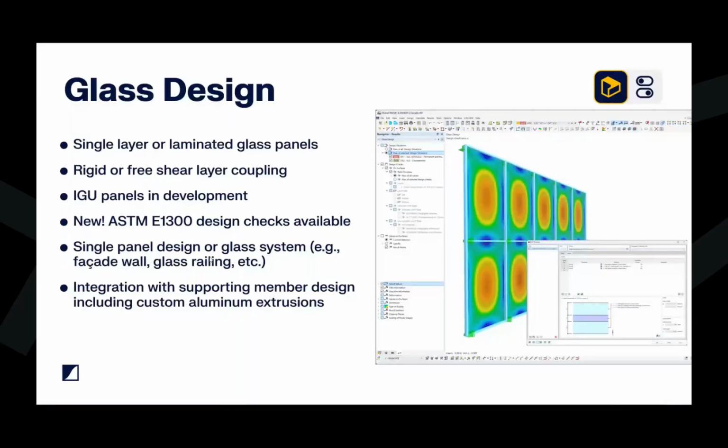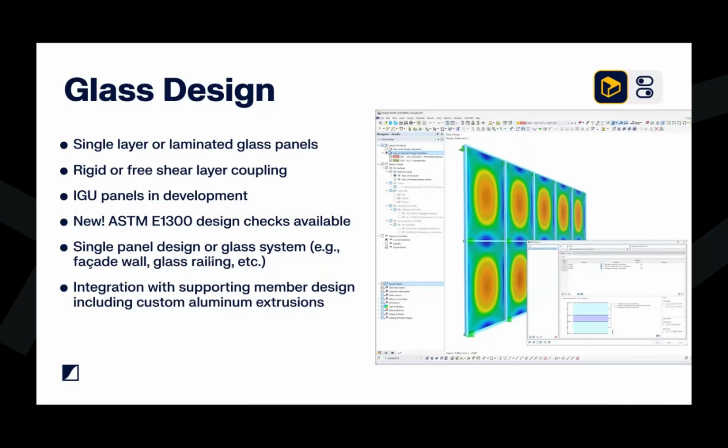In the current state in RFEM 6, we allow you to define here either single layer or laminated glass panels. So you can define those different layers of the laminated glass panels. You can specify the shear coupling between those layers is either rigid or free. We see the full stiffness matrix available to us.